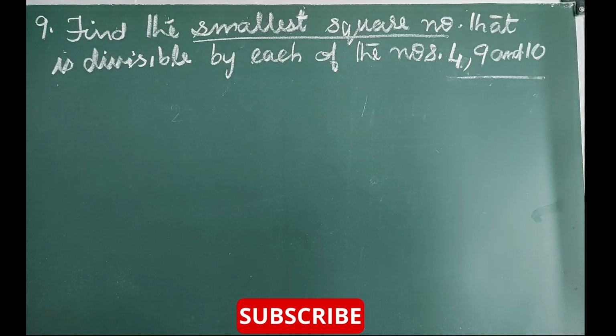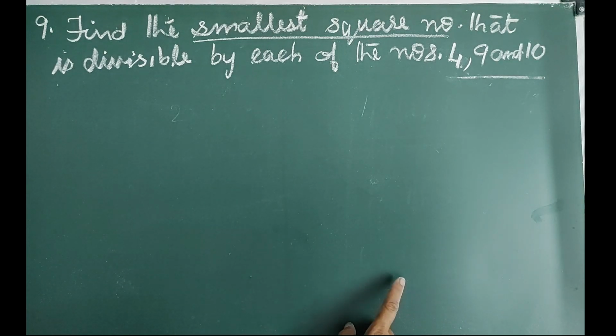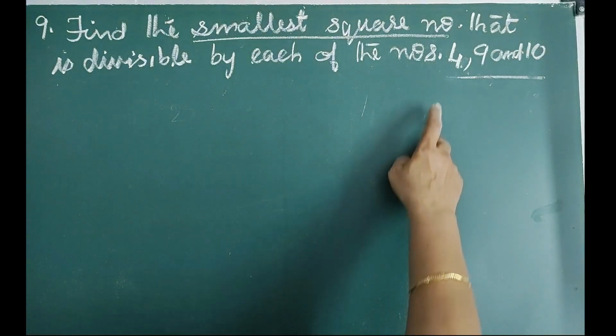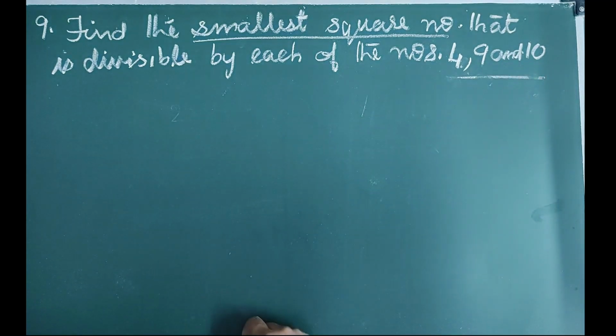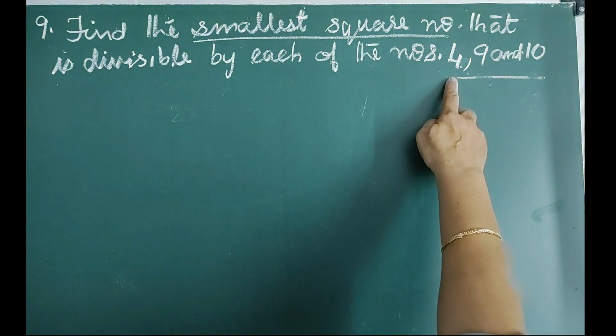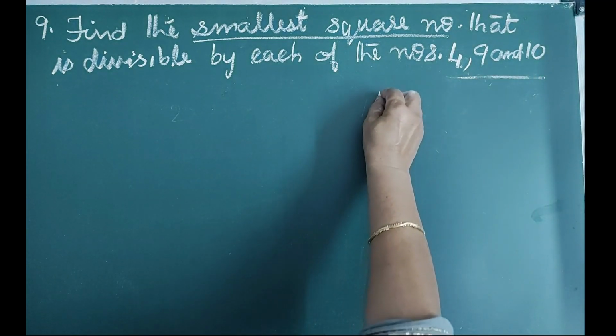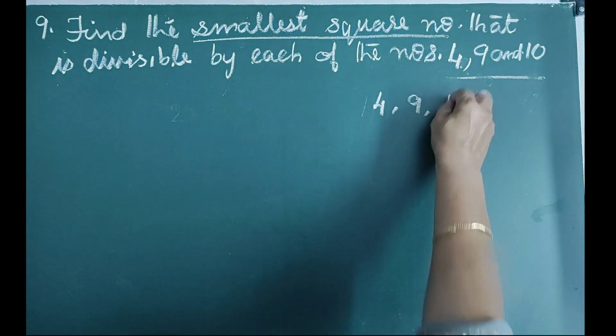Okay, then this has to be done in two steps. First, find the smallest common multiple and then find the square number required. The least number divisible by each one of 4, 9 and 10 is their LCM. So, first we will find the LCM of 4, 9 and 10.